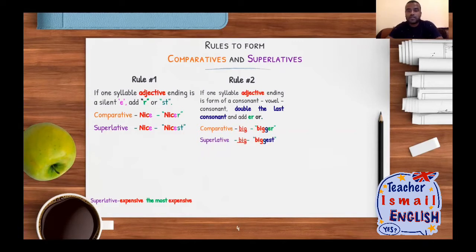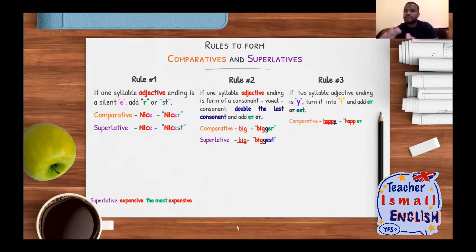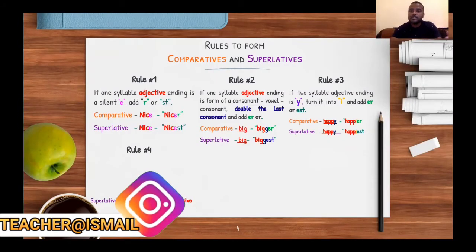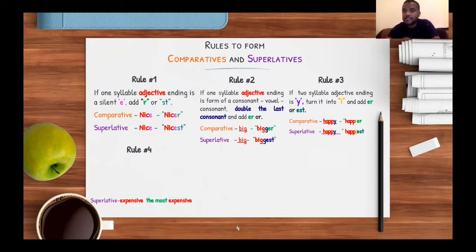Rule number three: when an adjective ends with a consonant and y, we remove the y and add ier in the comparative and iest in the superlative. For example, happy, happier than, and in the superlative, the happiest. So it's easy, I think, to understand the comparative and superlative of adjectives.